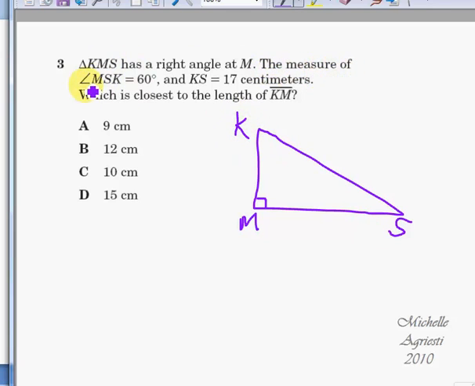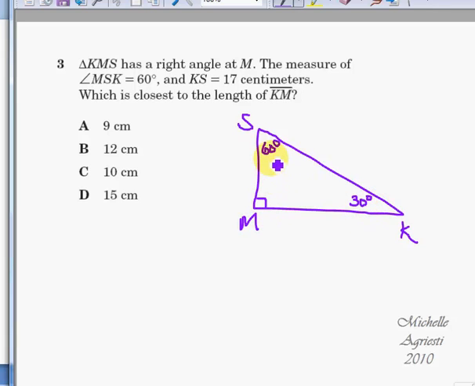The measure of angle MSK, that'd be this angle here, is 60. And now the way I've drawn it, this is definitely not the 60. If one is 60, the other one has to be 90. So what I'm going to do is change my picture. I'm going to get rid of the S and K and just switch those. So S will be up here, and it will be 60 degrees. And K is down here, so it's 30 degrees.